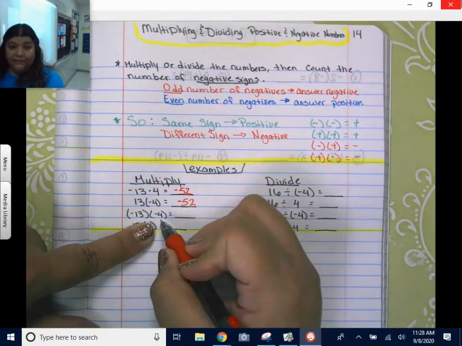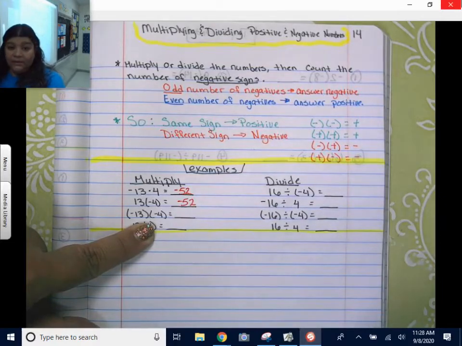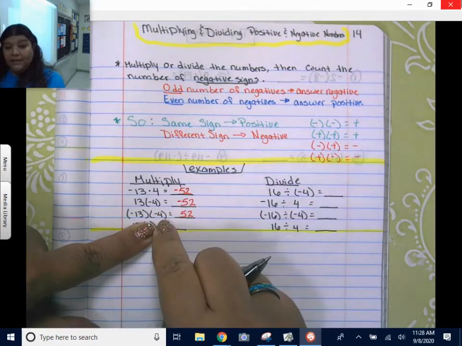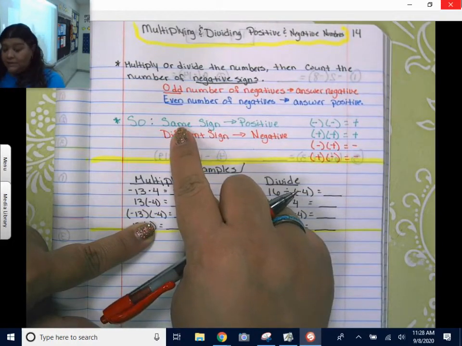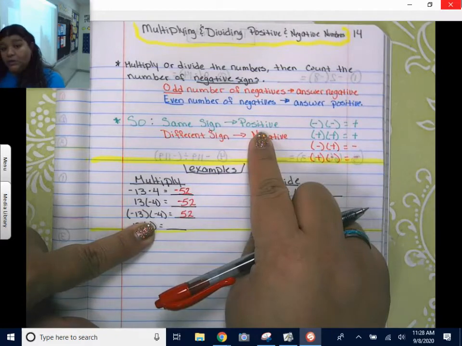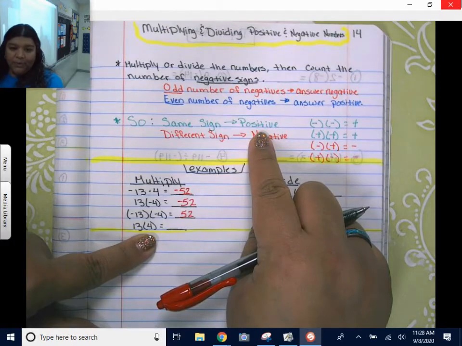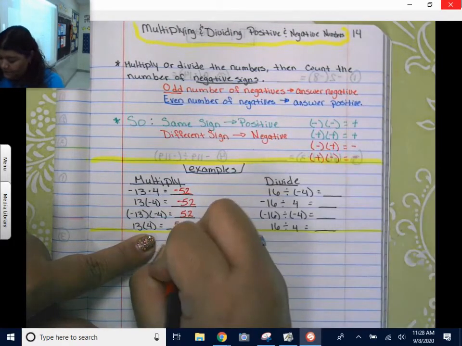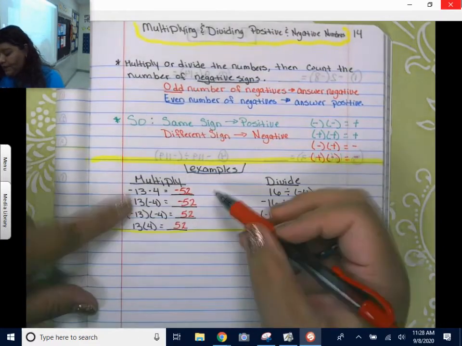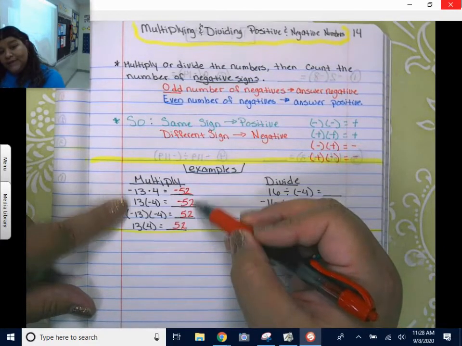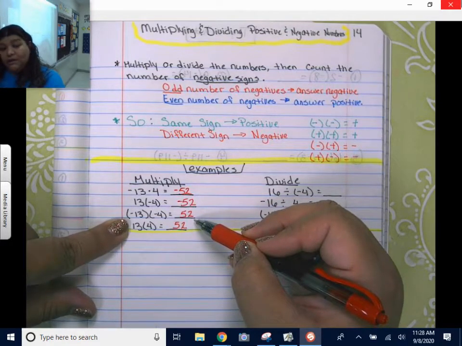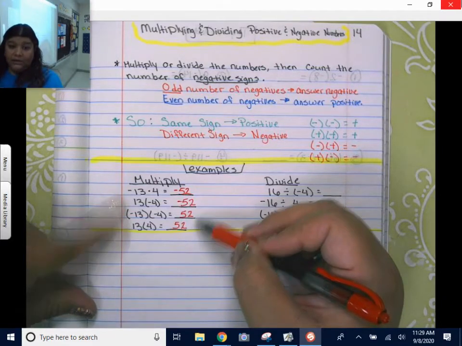Negative 13 times a negative 4. Multiply as if they were regular, so 13 times 4 is still 52, but now look at the signs. My signs are both negative, so they are the same sign, which means my answer is going to be positive. And then we have our normal multiplication problem. Multiplying two positives together also gives you a positive answer, so that should be a positive 52. So again, if you're multiplying two numbers that are different signs, your answer is negative. If you multiply two factors that are the same sign, your answer will be positive.